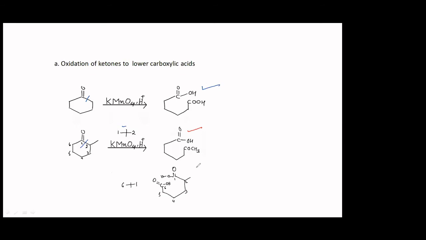COCH3. The ketone group will remain as such. And further, this also can undergo further reaction to give COOH, CO2 and H2O. That possibility is there. Okay, but the immediate product would be this. Or it can break here also, in which case you are going to get this product. Both are possible. Okay.